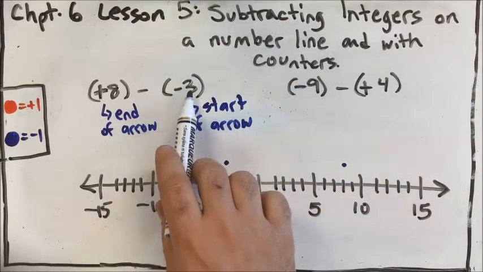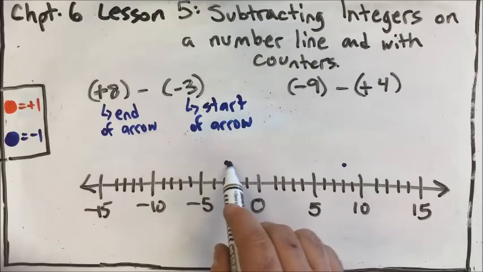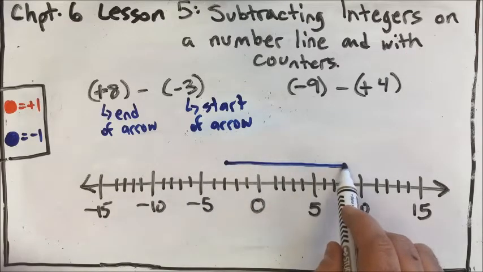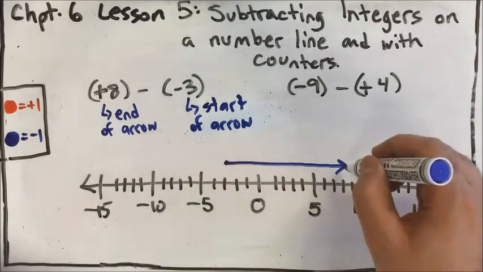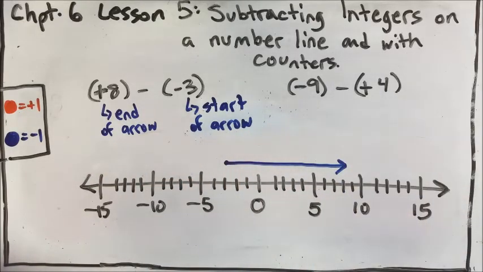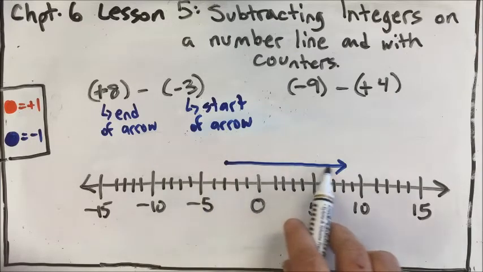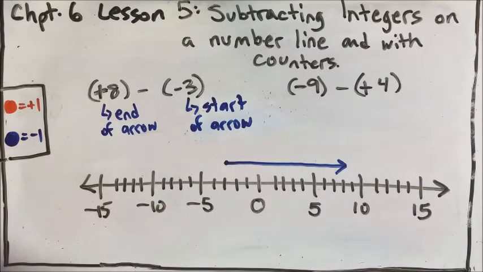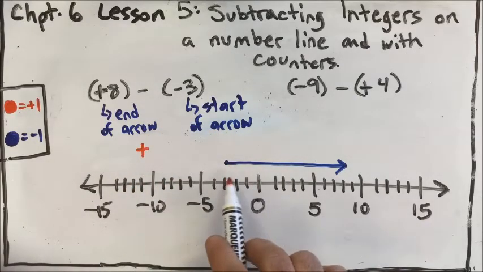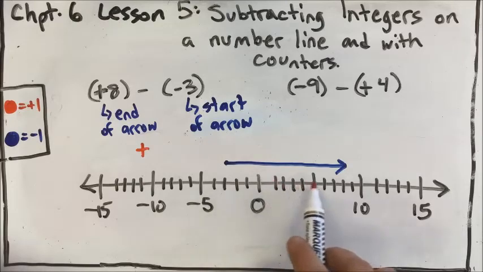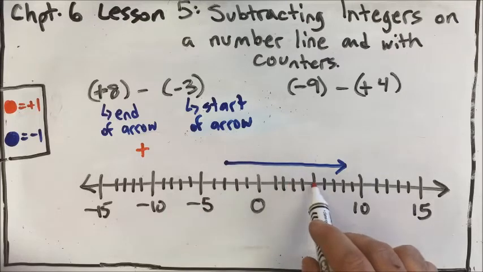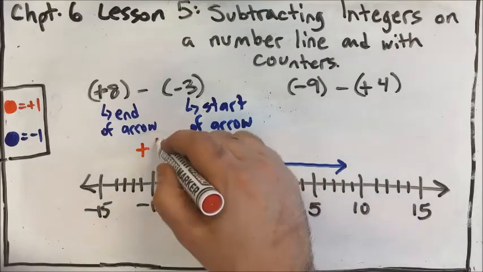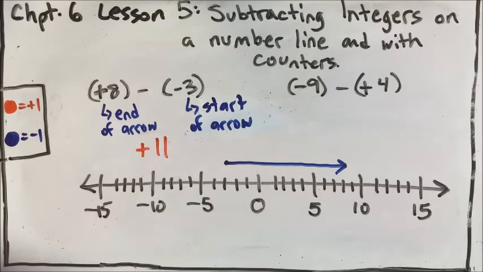So therefore we're traveling from negative 3, which is the start of the arrow, to positive 8, which is the end of the arrow. And the direction of the arrow tells us whether it's positive or negative. So our arrow's traveling to the right, so we know that our answer has to be positive. And what it's positive by is the amount of numbers it travels. So if we counted 1, 2, 3, 4, 5, 6, 7, 8, 9, 10, 11. So our answer would be positive 11.